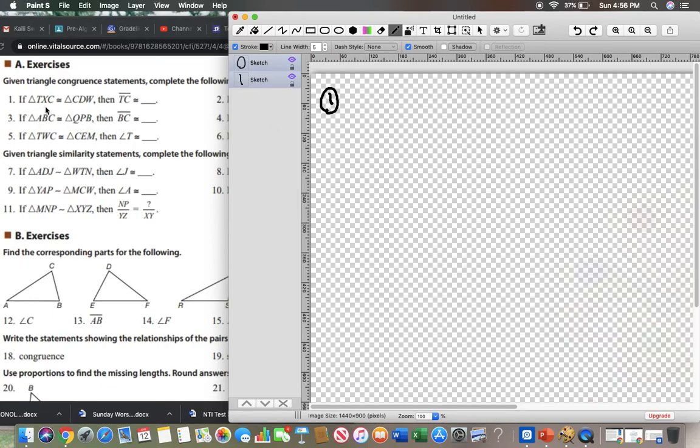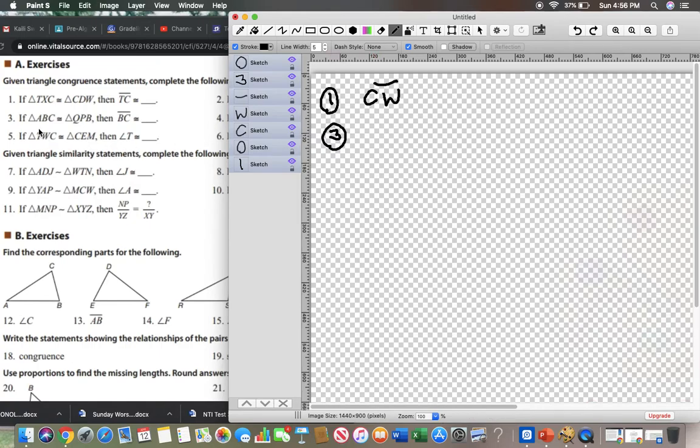So I have a congruent statement here. Triangle TXC is congruent to triangle CDW. Therefore, segment TC, so I've got T and C right here, would be congruent to, it should be segment CW. Again, line up your terms. Let's try number 3, line up your points.